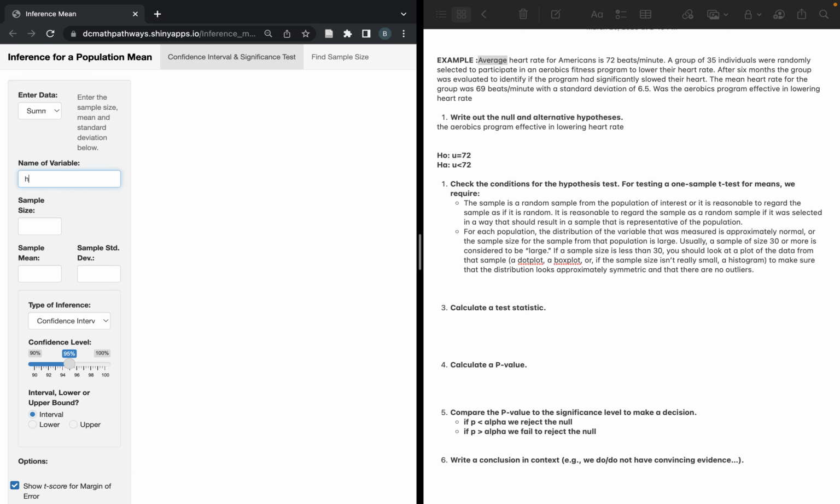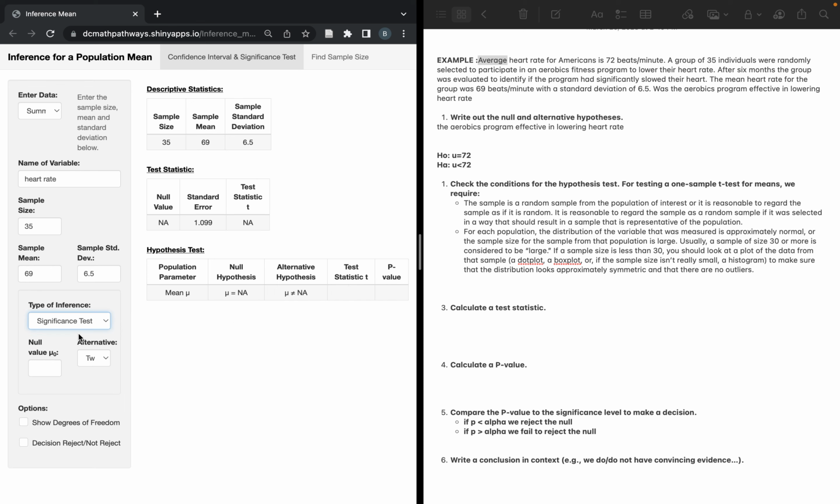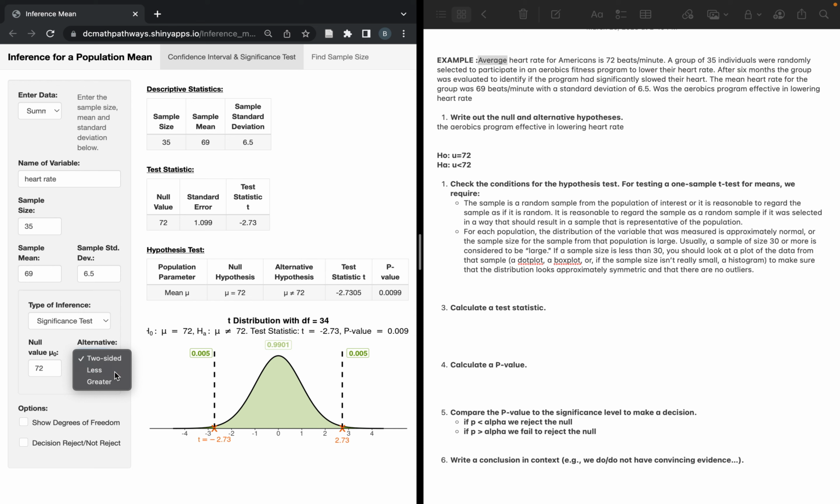Our variable here is the heart rate. Our sample size was 35. The sample mean was 69, and the standard deviation was 6.5. Then we are doing a hypothesis test, so we click on significance test, and put in our null value, which we said was 72. And we want to make sure we have less than. Now everything should line up to what we have.